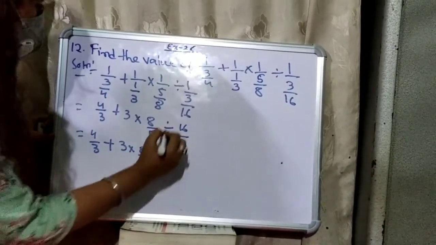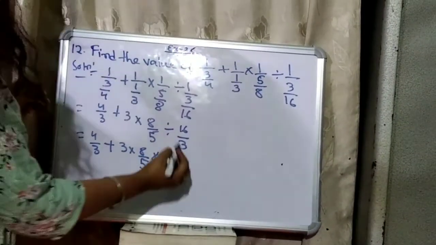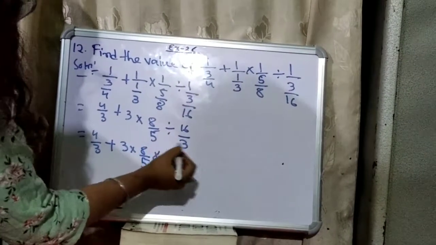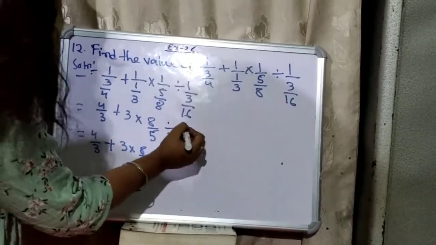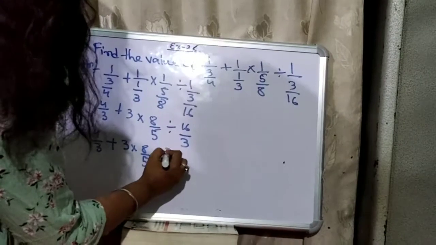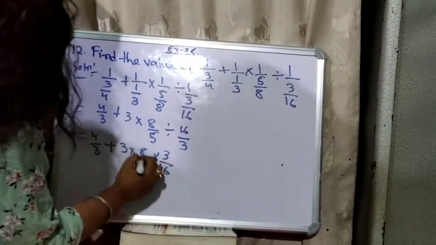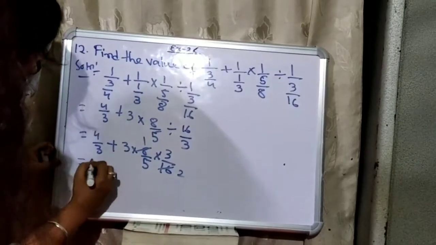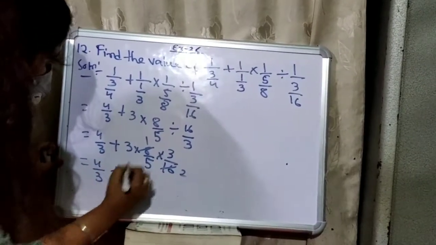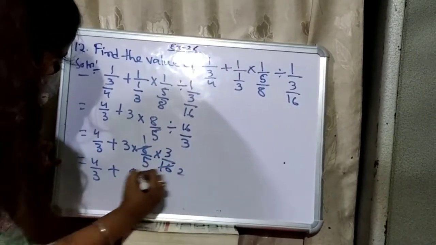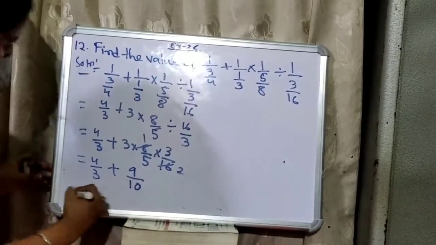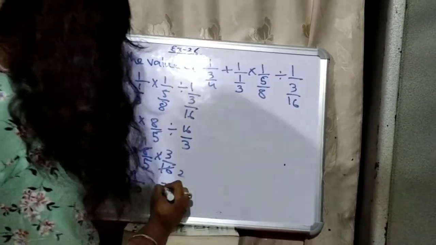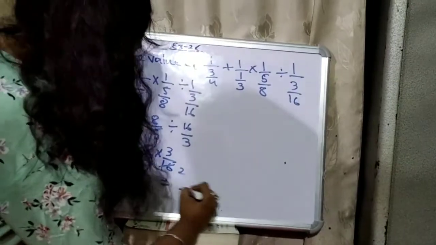This division sign you will convert into multiplication. When you convert this division sign into multiplication, 3 will go up and 16 will come down. It is 3/16. Now 8 1s are 8, 8 2s are 16. Now this you solve. 4/3 plus 3 3s are 9, 5 2s are 10. Now you take the LCM. How you will take the LCM? LCM will be the product of these two numbers.